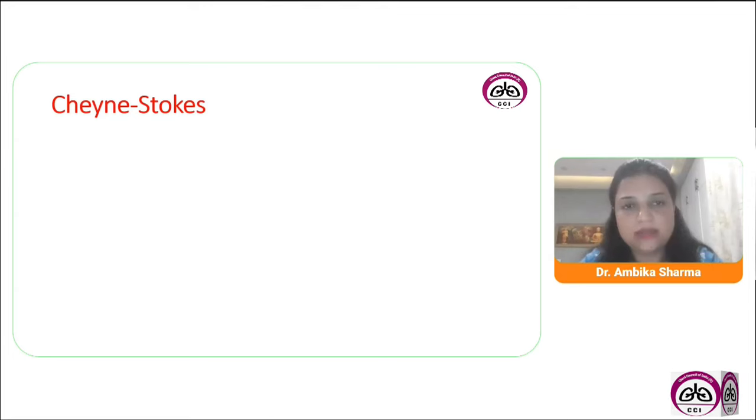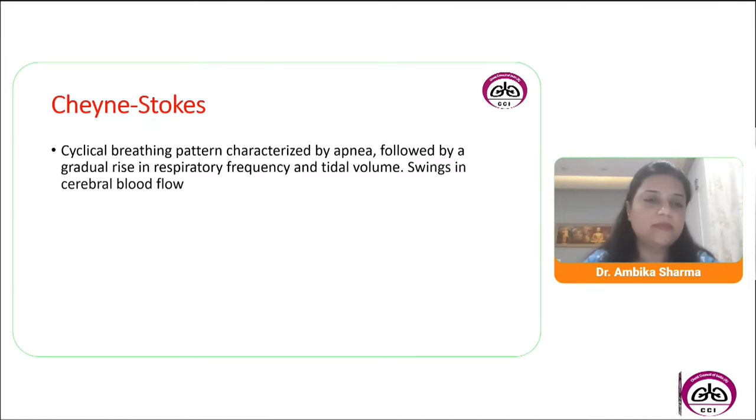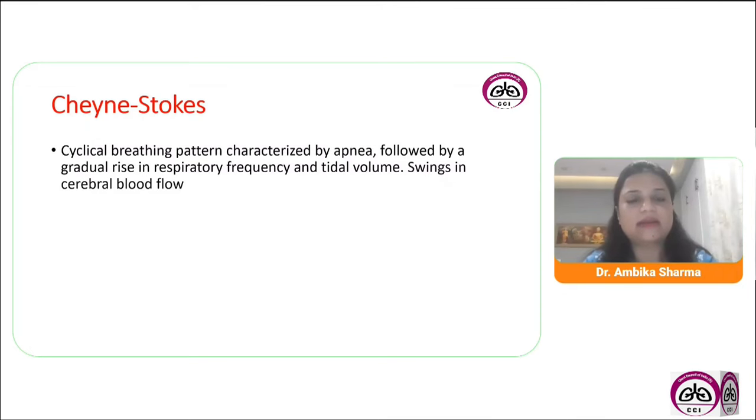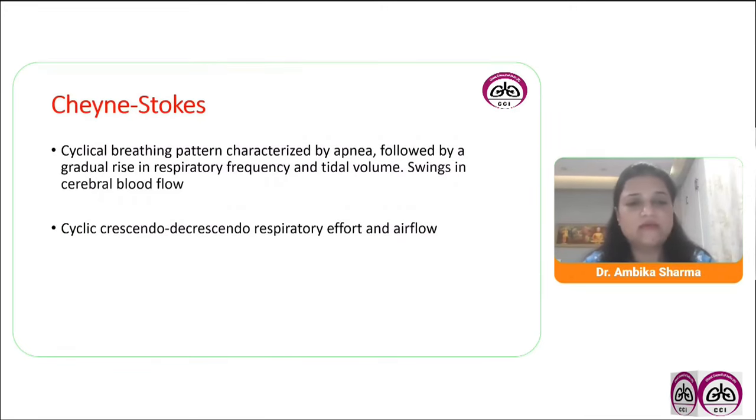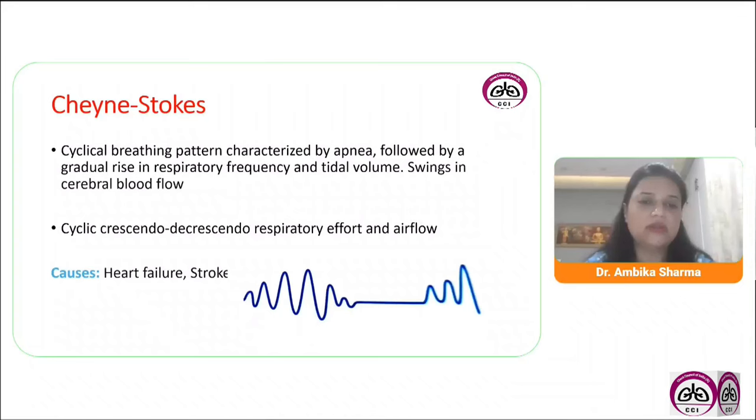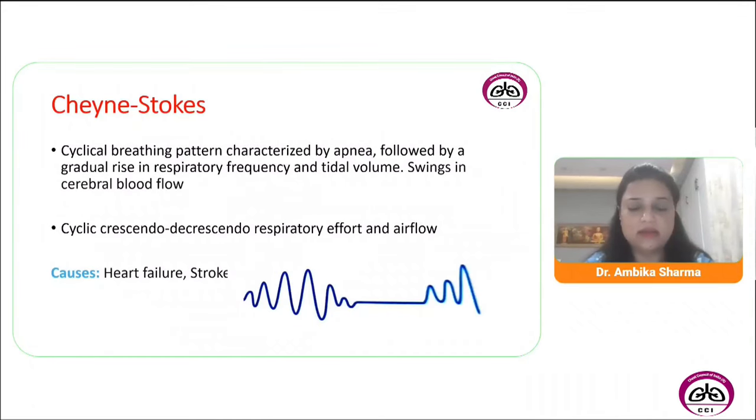Cheyne-Stokes breathing is another important breathing pattern in which there is a cyclical breathing pattern characterized by apnea, followed by a gradual rise in respiratory frequency and tidal volumes. This happens because of swings in the cerebral blood flow. In other words, it is a cyclic crescendo-decrescendo respiratory effort and airflow, most commonly seen in patients with heart failure. And this is the graphical representation of the same.